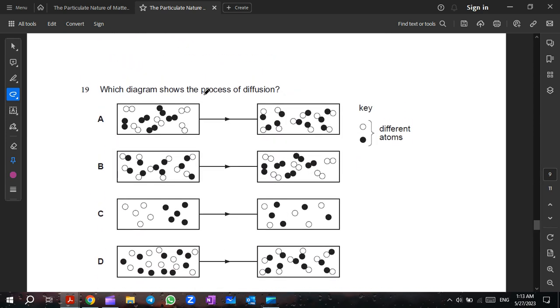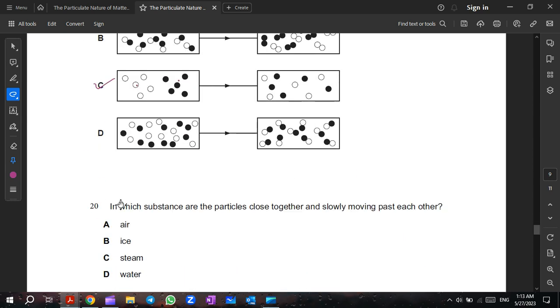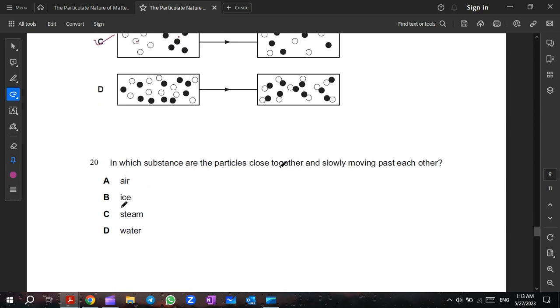Which diagram shows the process of diffusion? At first, let's see. Yes, these two are separate and then they join together. The rest of them don't look like diffusion to me. Let's go with C.